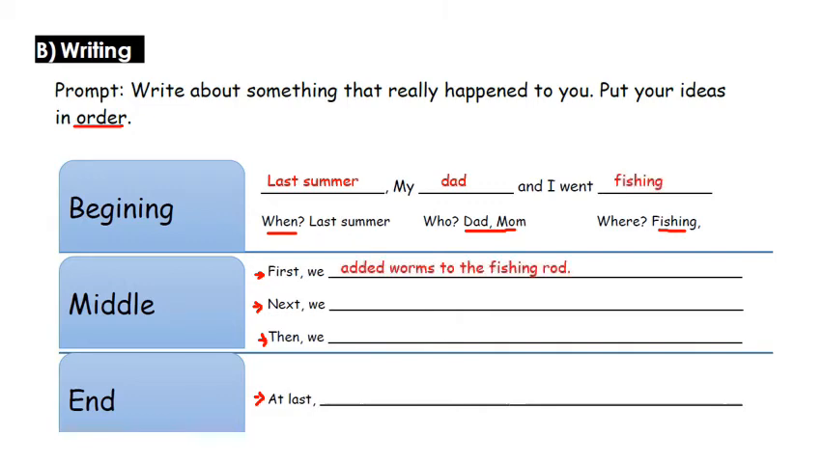What do we do first? We added worms to the fishing rod. And next we put the fishing rod in water and waited. Then the rod, you can say, started shaking, and finish your sentence. The rod started shaking. At last we caught a big fish.